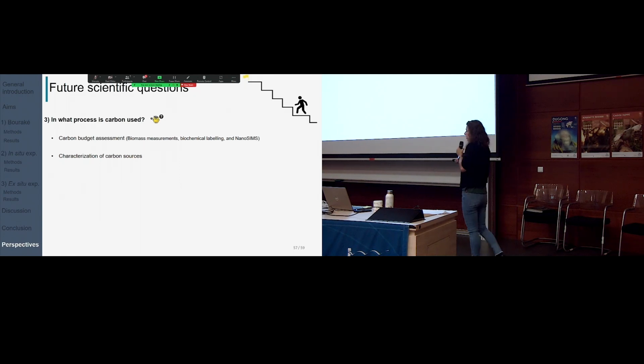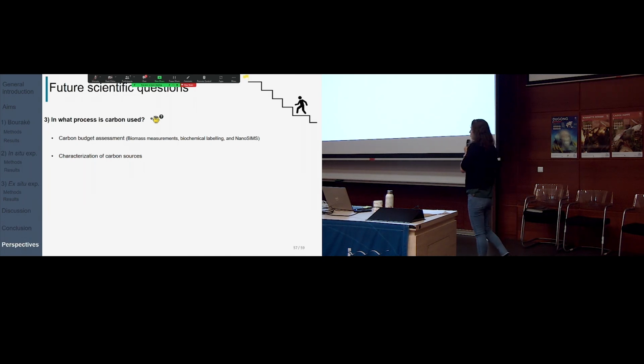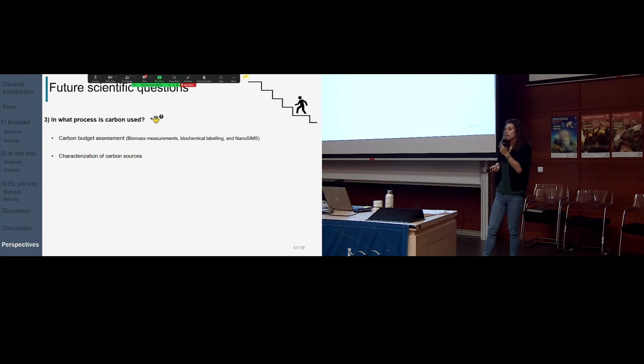I also showed you that when carbon is not released as detritus, it is mainly stored in sponge tissue, and I hypothesize that it is used by the sponge for the biomass. So I would like to perform a future study to answer this hypothesis by performing some biomass measurements and also using biochemical labels, such as a stable isotope analysis, followed by a NanoSIMS technique to understand and better visualize where carbon is really stored in the sponge.